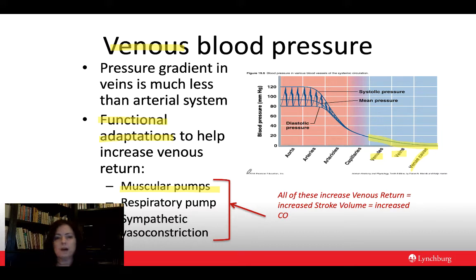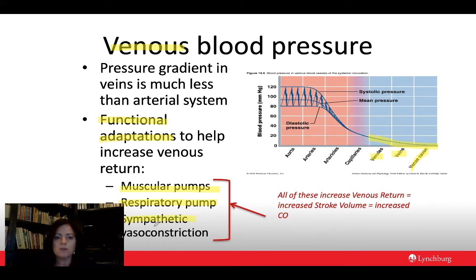The next one is our respiratory pump. Every time you breathe, your thoracic cavity creates a negative pressure, and negative pressure is always a suctioning type of pressure. So that negative pressure within our thoracic cavity creates suction to pull blood from the legs back up into the thoracic cavity where the heart is. So that's a respiratory pump.